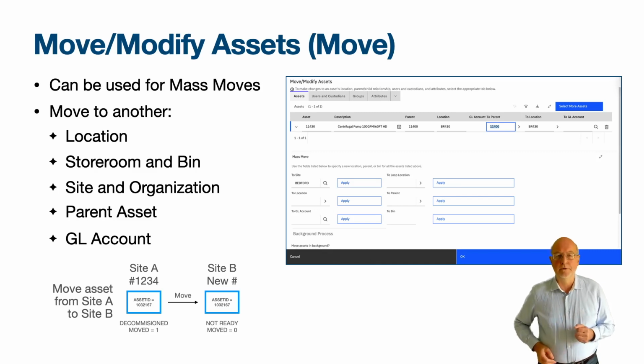The Apply buttons in the Mass Move section are used to make the change on the assets in the Assets Table window. If you are moving several assets and those assets have descendant assets, then you might consider running this as a background task and providing an email address for Maximo to notify you when the process is complete and all transaction records have been created.